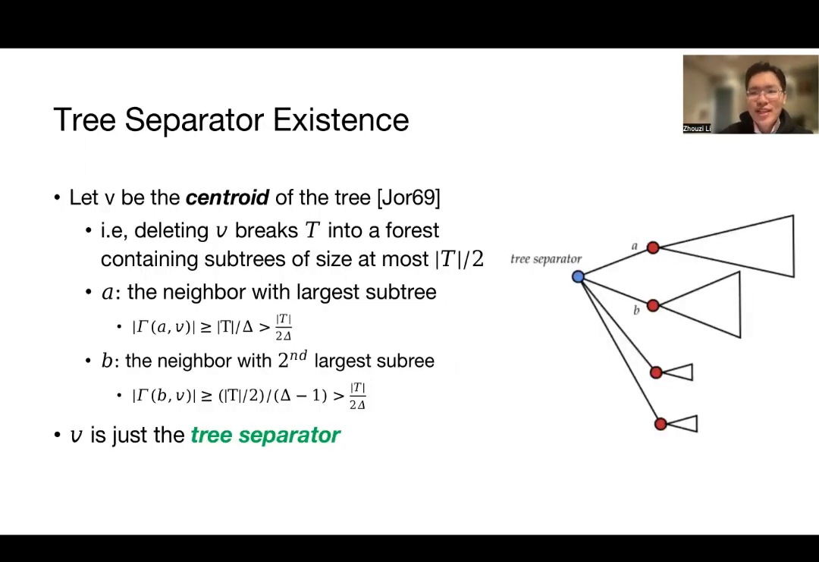First, we prove its existence. Let V be the centroid of the tree, which means deleting V breaks T into a forest containing subtrees of size at most T divided by 2. Let A and B be the two neighbors with the largest subtrees. Then by the pigeonhole principle, they are just the neighbors we are looking for, and V is the tree separator.